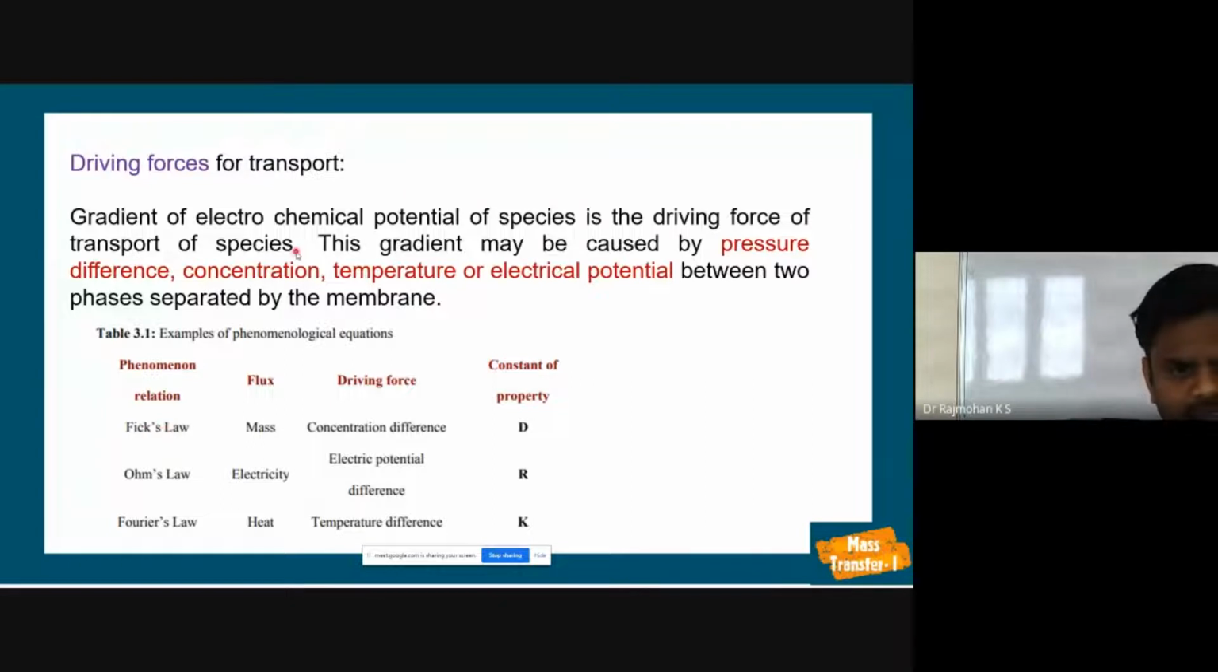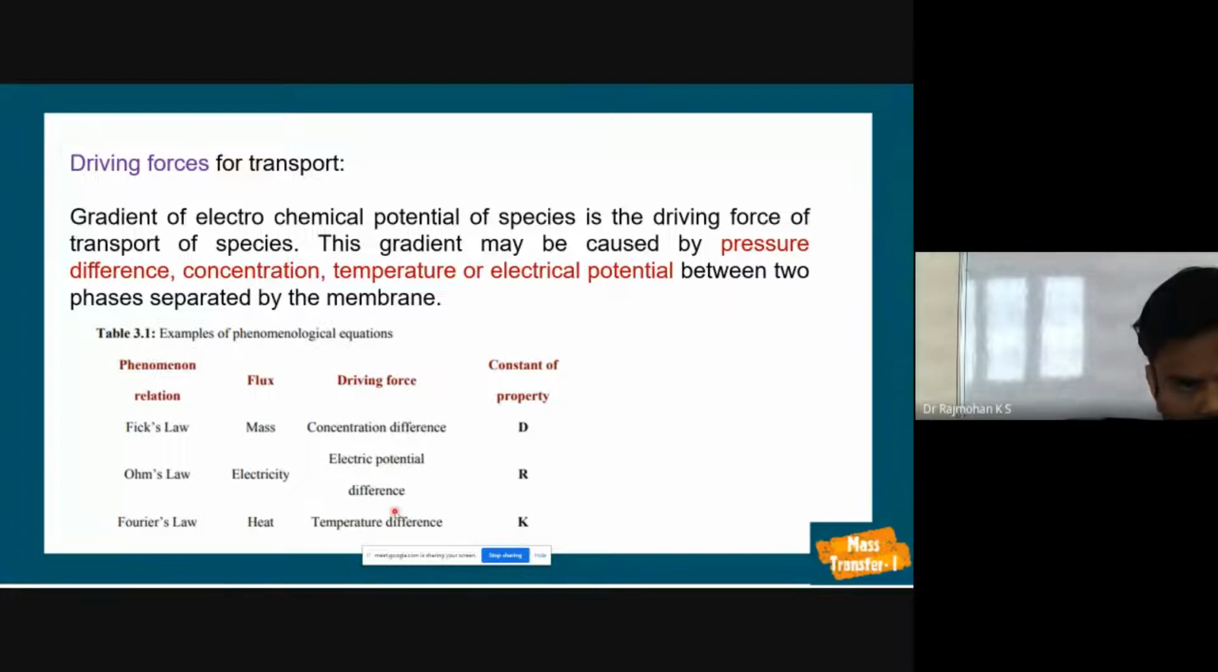For the transport of any species, the gradient of electrochemical potential of the species is going to be the driving force. This driving force can be caused by either pressure difference, which is in other words concentration difference, or temperature difference, or electrical potential, depending upon the specific system. See, membrane separation is a vast area. There are various types of filters and membranes available. So accordingly, whether an external field is applied or not, the rate of diffusive flux will vary depending upon the driving force.